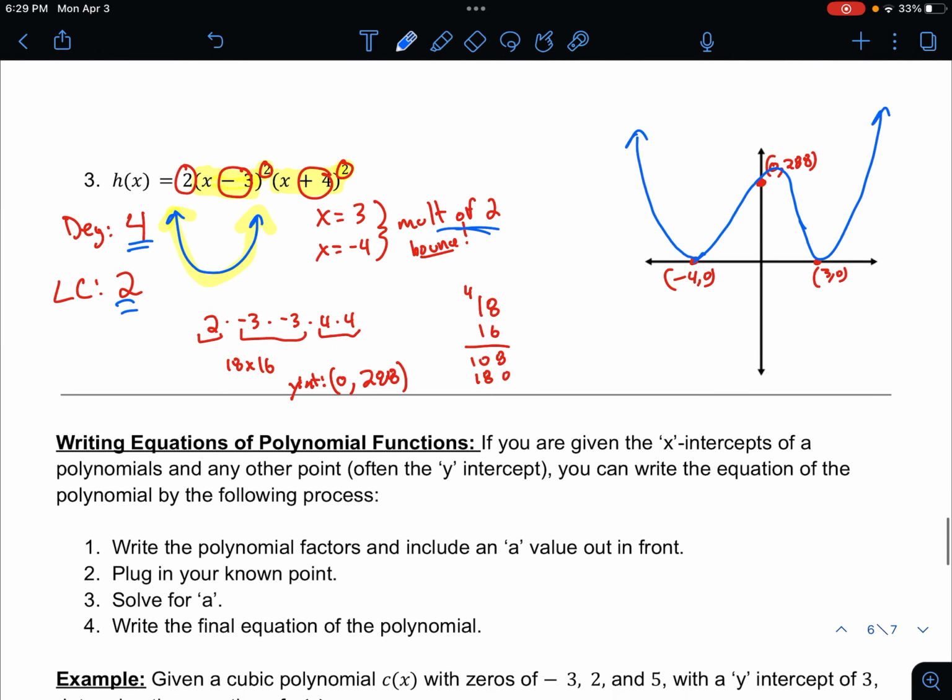Okay, we're going to stay tuned. In the next video, we'll finish out this worksheet of how we actually write equations, maybe given a graph or given some different information.